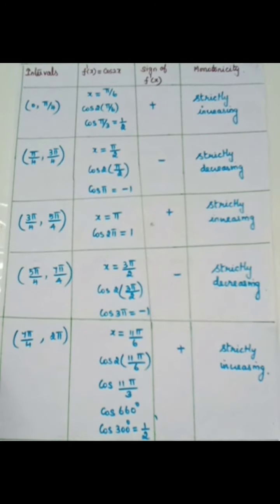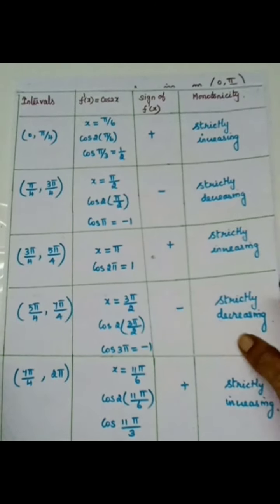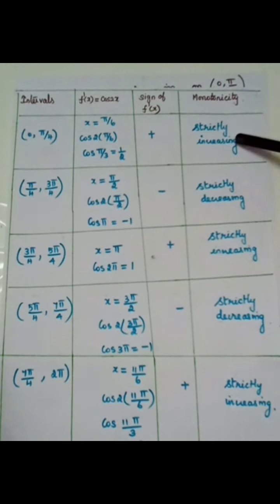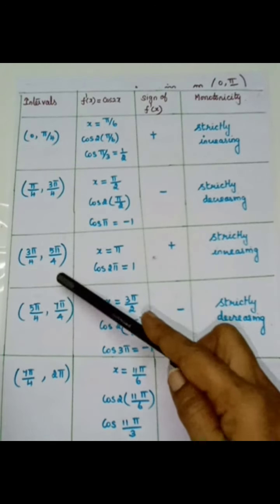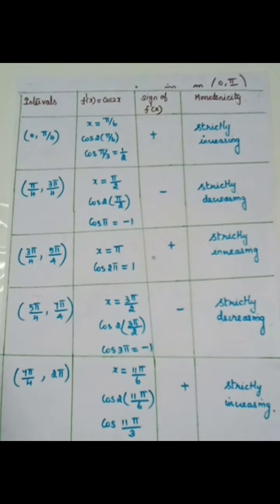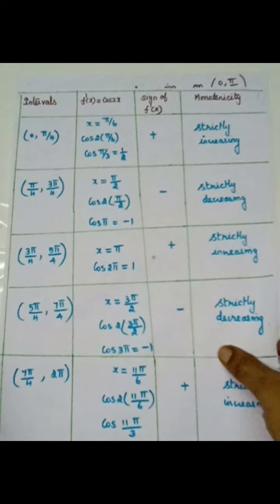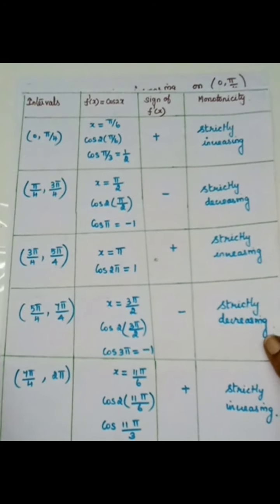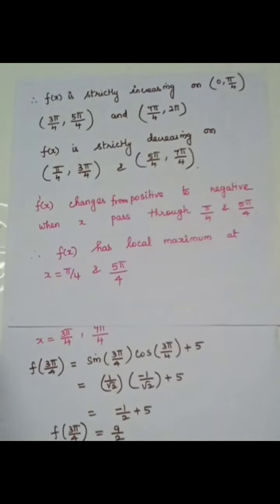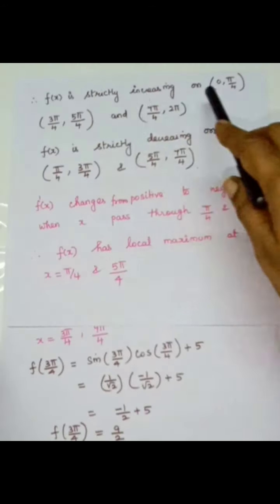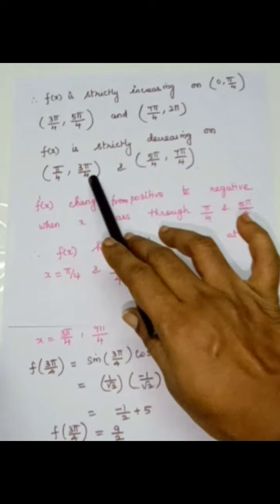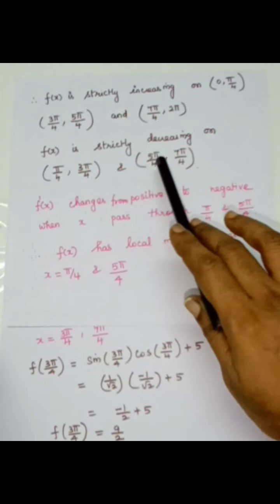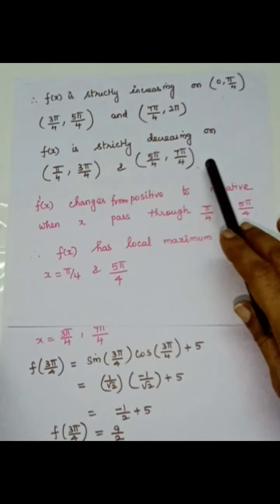Okay. So see now, your f of x is strictly increasing in 0 to pi by 4 and 3 pi by 4 to 5 pi by 4 and 7 pi by 4 to 2 pi. And in the remaining intervals, f of x is strictly decreasing. So here I have written: f of x is strictly decreasing on pi by 4 to 3 pi by 4 and 5 pi by 4 to 7 pi by 4.